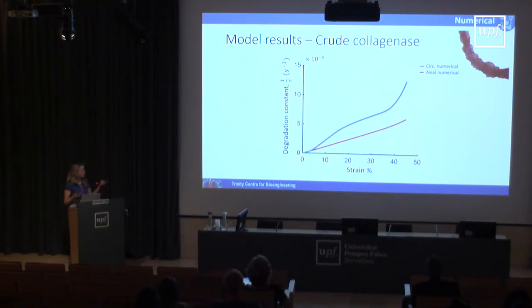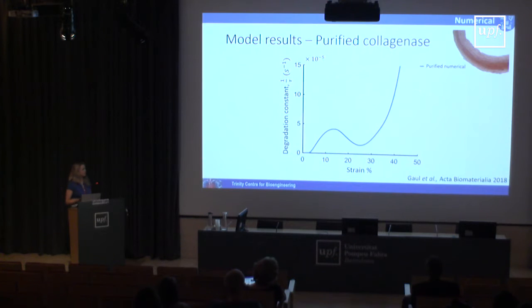For our crude collagenase, our model now explains the linear response that we see in the circumferential direction versus the axial. When we just degrade collagen, in this case targeted, we get this response. This is because of the gradient difference in the collagen fibre crimp throughout the wall, and this explains the experimental results that we saw.